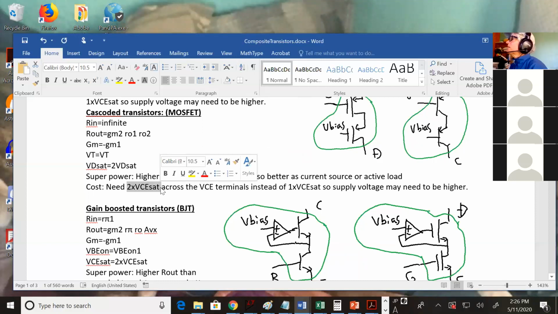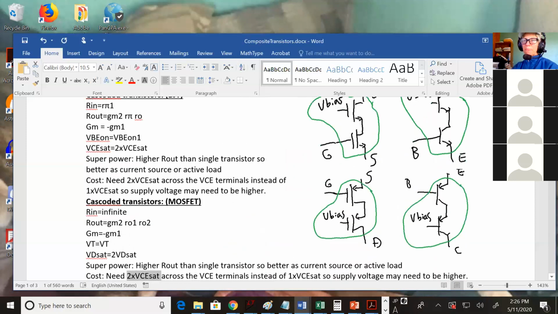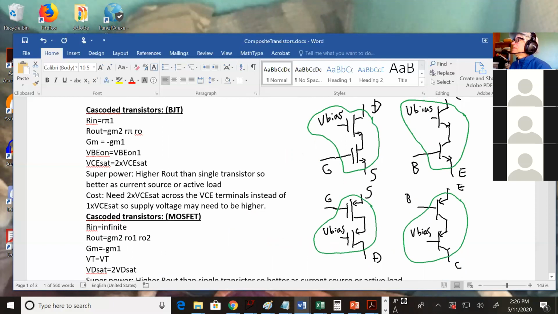So that's an example of a compound transistor. Are there any questions about why this is a compound transistor or composite transistor, or the three terminals, or why you can't just pull out a regular transistor and replace it with a cascoded transistor? Is it sitting okay, what a composite transistor is? Okay.